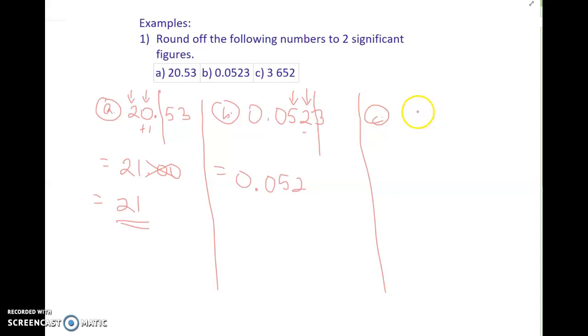And let's look at C. 3,652. First significant number is 3. Second significant number is 6. Draw a line. So 5 or greater, add 1. So we add 1 to 6, and we get 7. Now again, we have to add these zeros in place of the remaining digits. So you get 3,700, right? So just be mindful of this rule here.